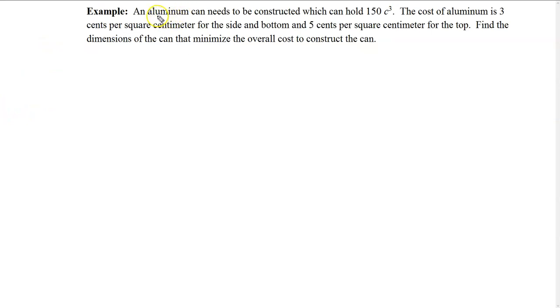So in this example, an aluminum can needs to be constructed that can hold 150 cubic centimeters. The cost of aluminum is 3 cents per square inch for the side of the can and the bottom of the can, and 5 cents per square inch for the top of the can. We want to find the dimensions of the can that minimize the overall cost to construct the can. So the first thing we want to do is draw a picture.